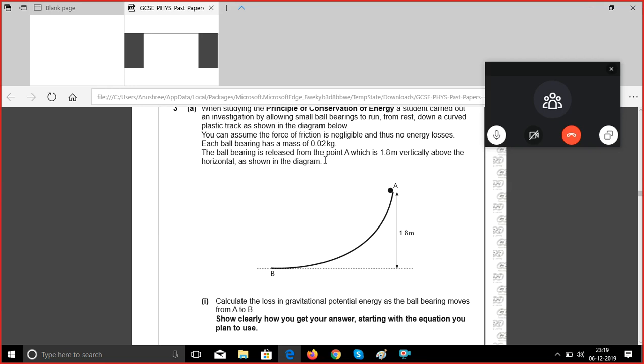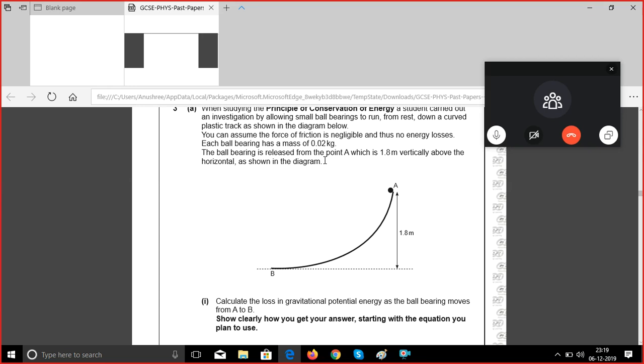So gravitational potential energy, E equals mgh. So mass is 0.02. Wait, is mass in grams or in kilograms? Mass should be in kilograms. So it's already given in kilograms.